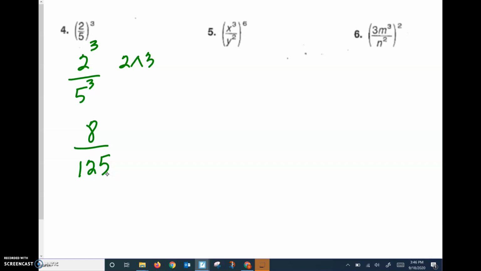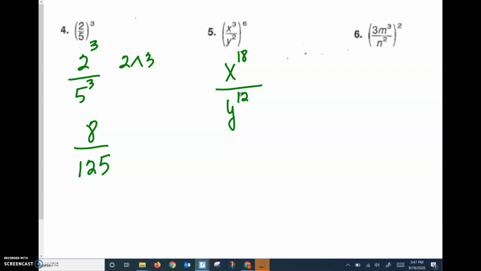All right, number 5. So we have to pull that exponent in. So we have x, and remember with these exponents, we have 3 times 6. So we have to multiply those exponents. So we get 18. Okay, and you have to also bring that 6 into the bottom so that that is going to be 2 times 6. So we are going to get y to the 12th on the bottom. All right, those are both x's and y's, so they are different. So we are just going to leave them like that.